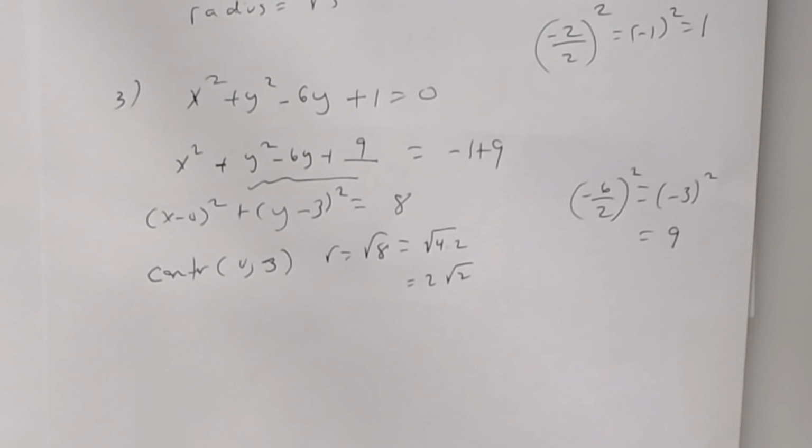So you understand that when one of the x or the y terms is missing, then there's no completing the square, because you can always write x squared as x minus 0 squared. Or if it's just y squared, you'd say y minus 0 squared. Okay?